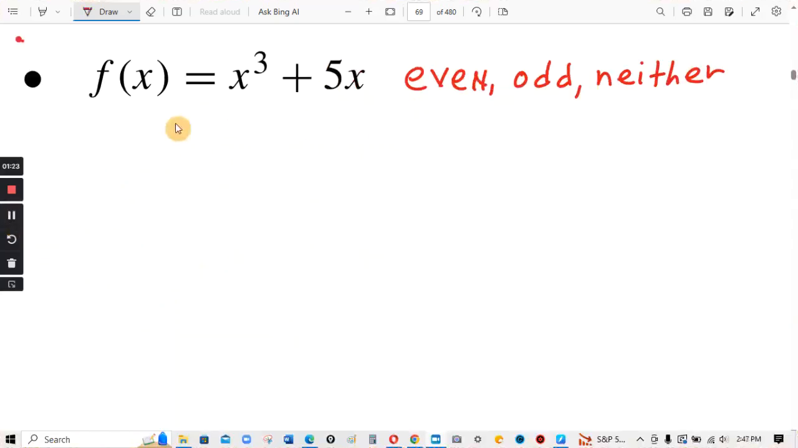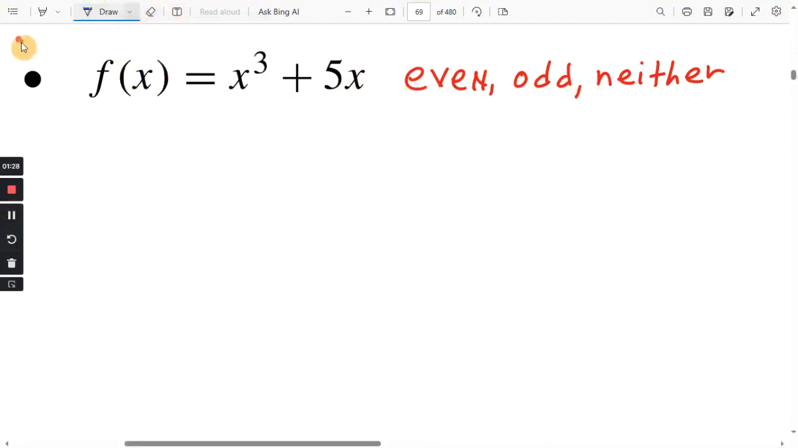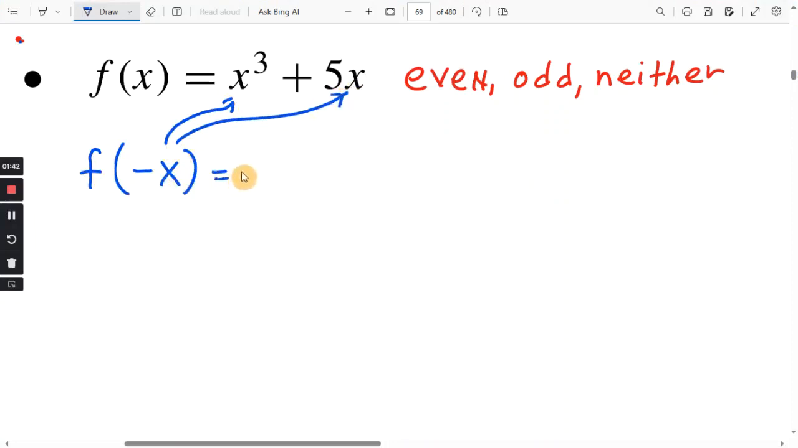All right, once again, we want to see if this function is even, odd, or neither. Okay, so the first test is to do f of negative x. That means we are plugging in negative x in place of any x's. All right, so x to the third becomes (negative x) to the third. Use parentheses, plus 5.